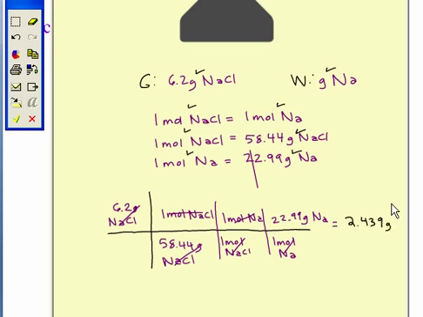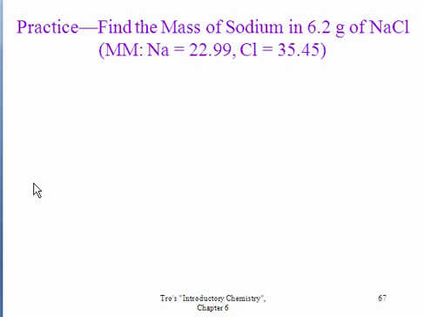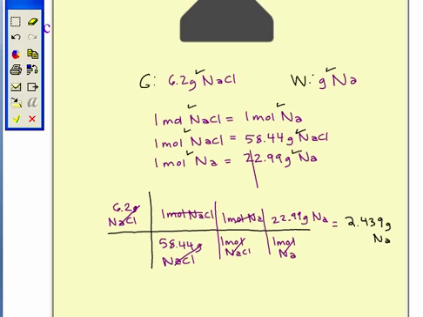Let me first ask, does this number make sense? I have 6.2 grams. This is less than 6.2. If I look at what sodium chloride is made up of, sodium and chlorine, there's more chlorine than sodium, so yes, this answer makes sense.